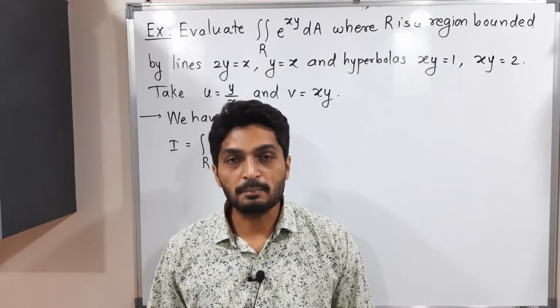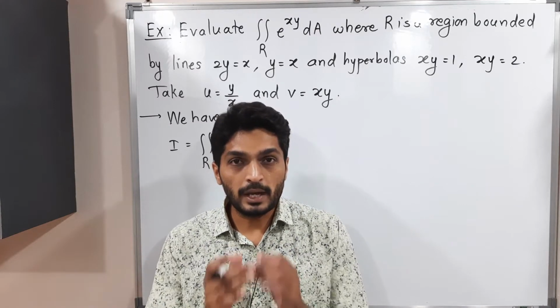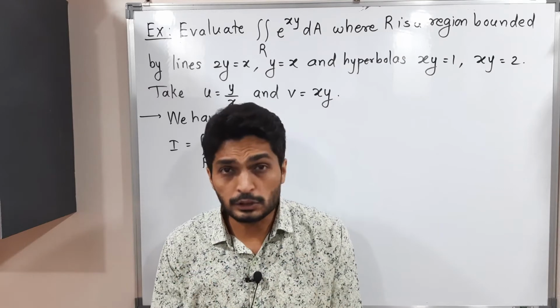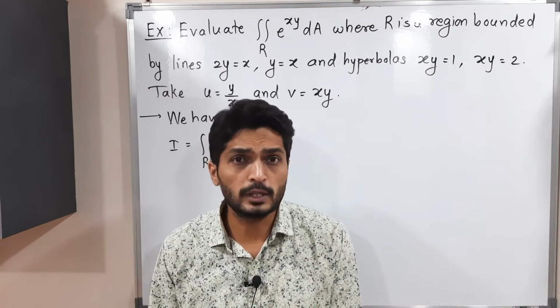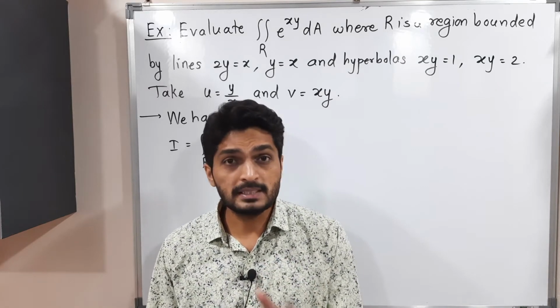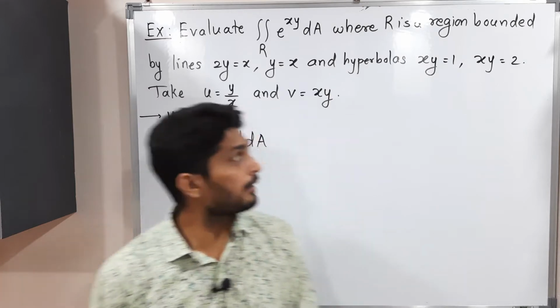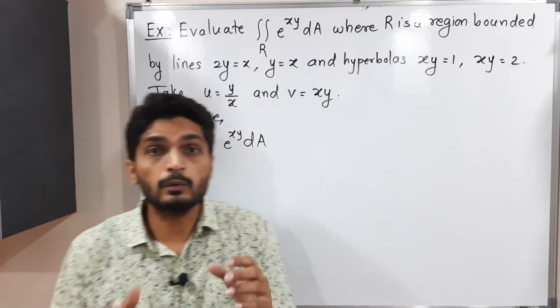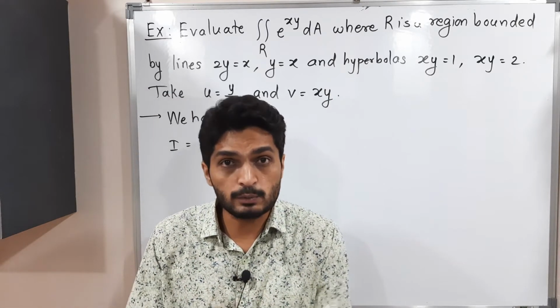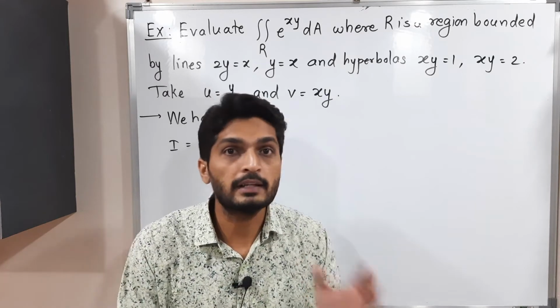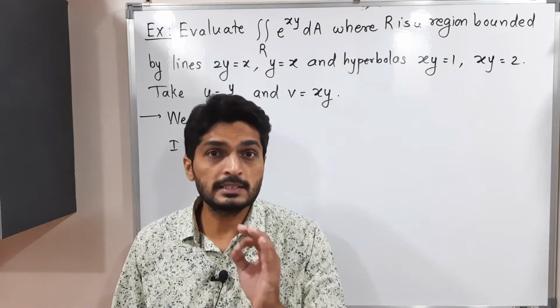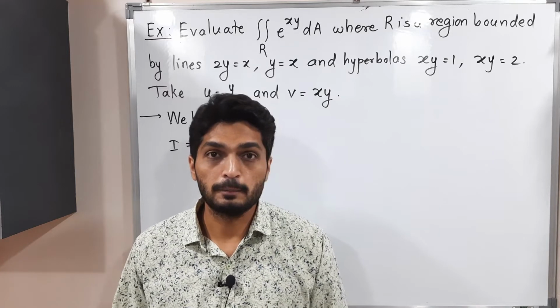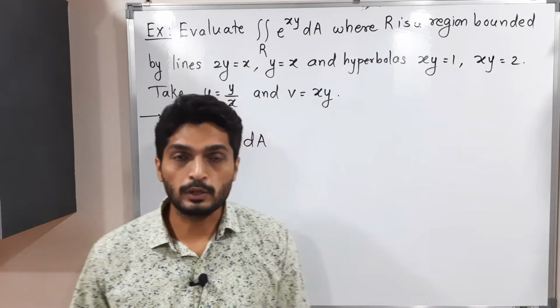Let us solve this example of double integration. So we have to solve this integration where the region is bounded by hyperbolas and lines. But they have mentioned here that we have to use this substitution and convert this problem, which is in the xy plane, to the uv plane, and then solve the problem. So this is an example of change of variable. Okay, so let us solve this problem.